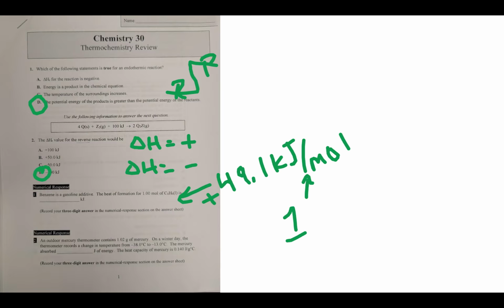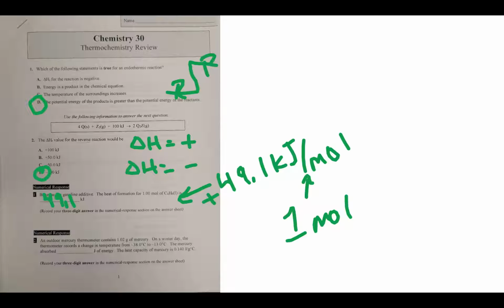Looking at number 1 from the numerical response, asking about 1 mole for the heat of formation of benzene. You're just looking at page 4 or 5 of your data booklet, and you would see that 1 mole is 49.1, and it's a positive value, kilojoules per mole. So this is already representing 1 mole, so we're just writing in 49.1.